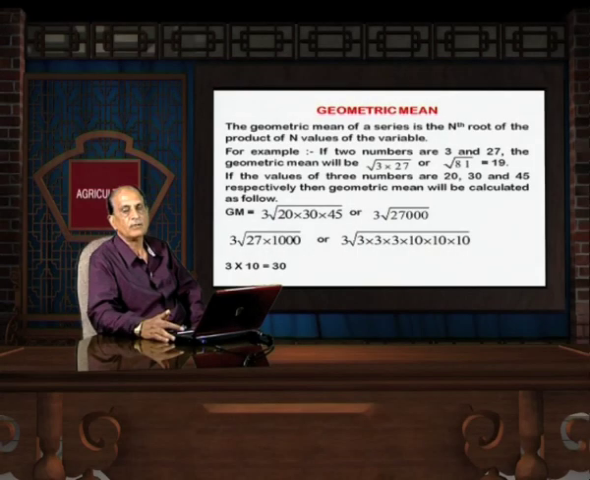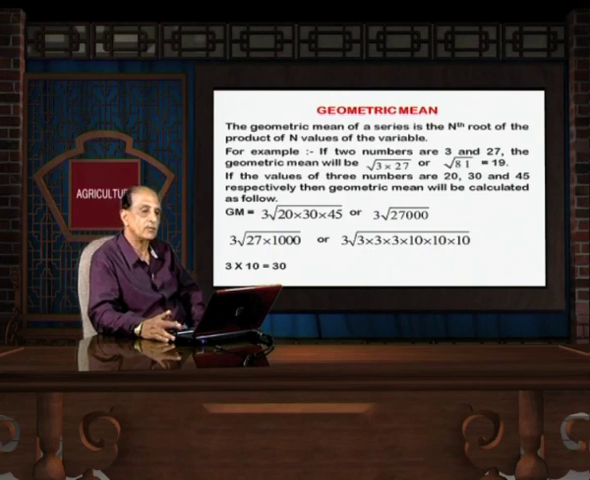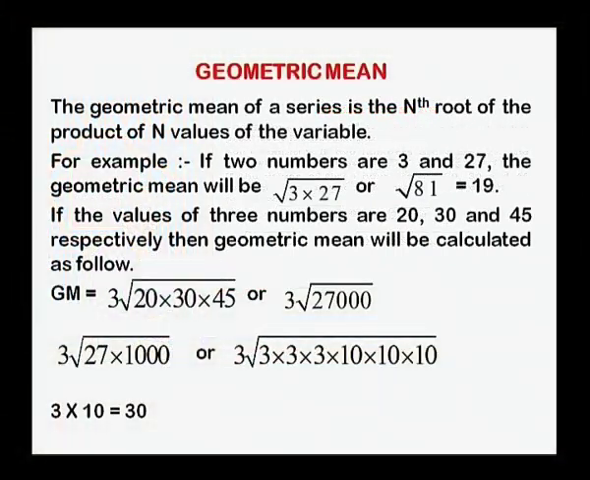Hello friends, we have discussed so far how to determine mode in respect of continuous series. Now, we discuss what is geometric mean. Geometric mean of a series is the nth root of the product of n values of the variables. In this case, geometric mean is calculated if we have the root of the numbers of the variables. Now, this can be explained with the help of an example.